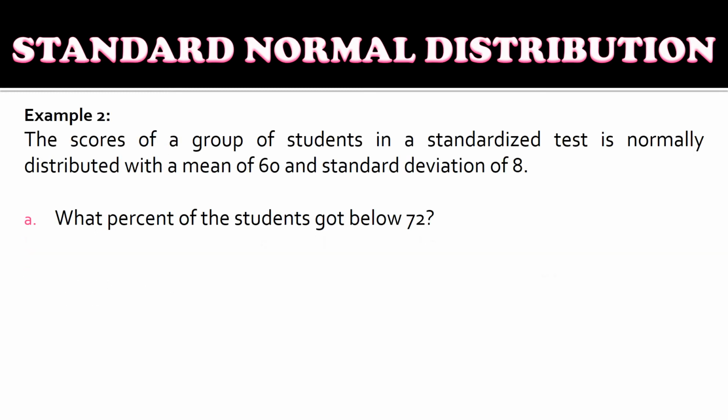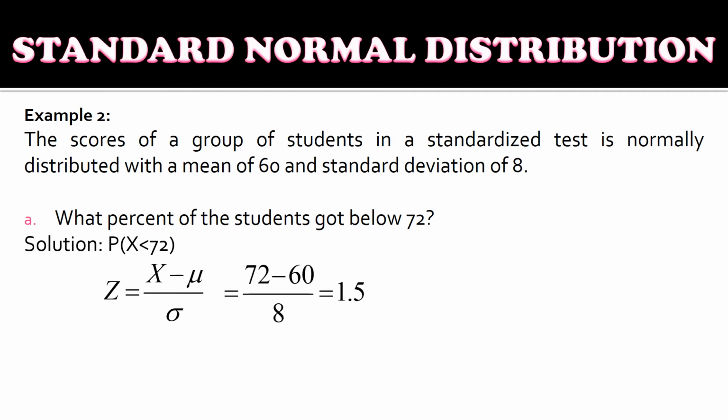Letter A, what percent of the students got below 72? To write that, we will be looking for the probability of x is less than 72, since we have there below 72. So we're using the formula z equals x minus mean divided by the standard deviation. Then just substitute the values. So we have 72 minus 60 divided by 8. So we have z is 1.5.